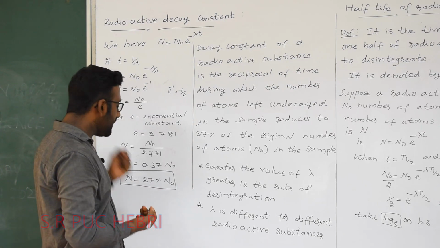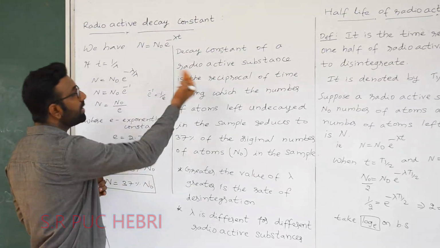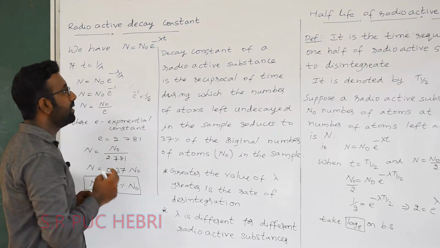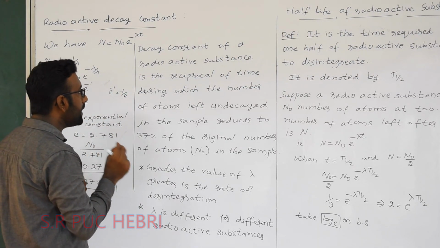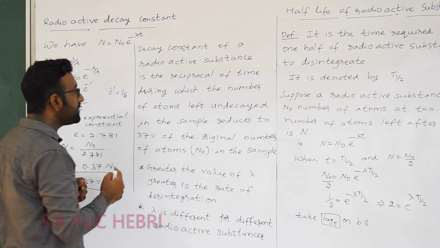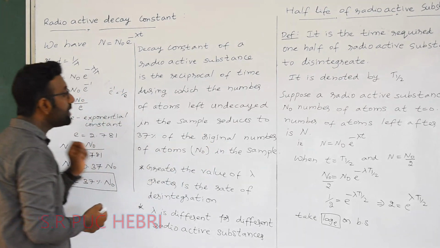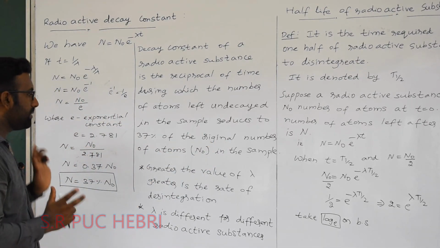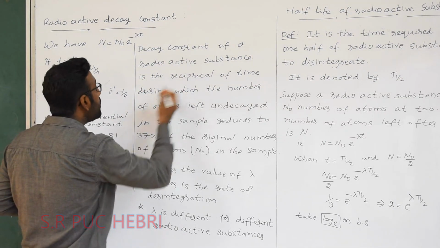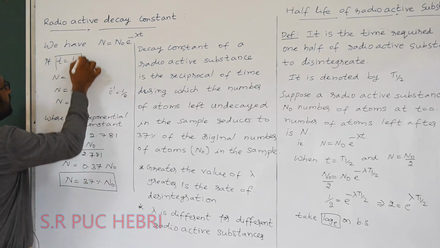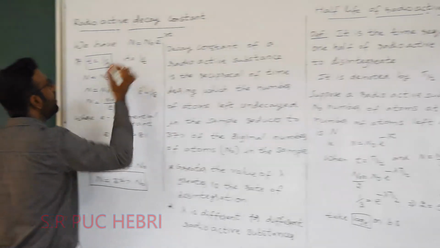The meaning of this is nothing but the definition of decay constant. So this meaning gives rise to the definition of decay constant. The decay constant of a radioactive substance is the reciprocal of time during which the number of atoms left undecayed in the sample reduces to 37% of the original number of atoms in the sample. See, this is the definition. We can say it is a reciprocal of time. If I want lambda, I can write 1 by t also, right?